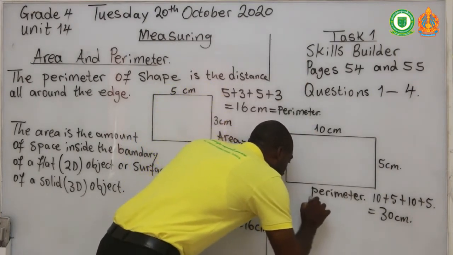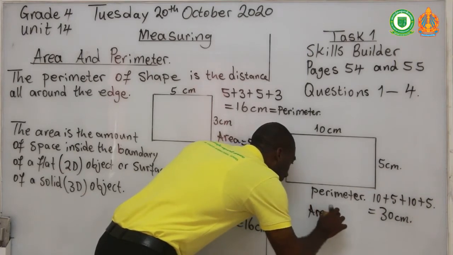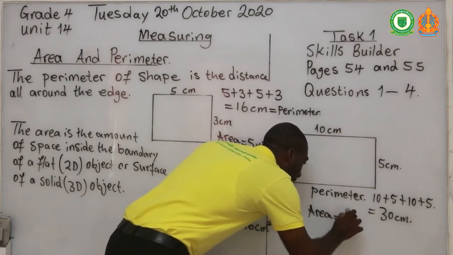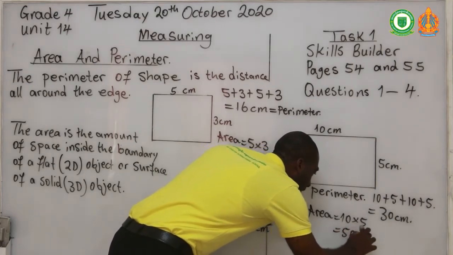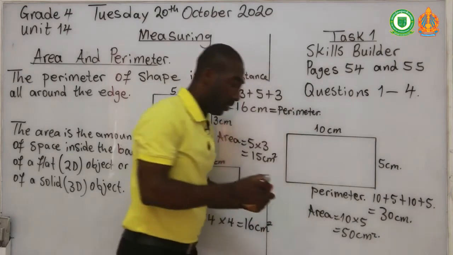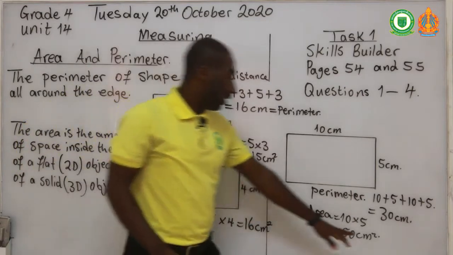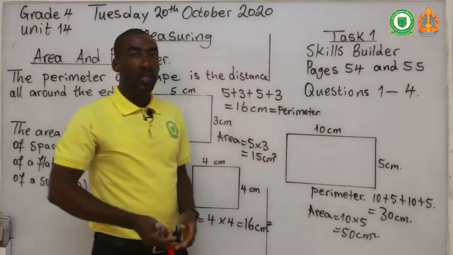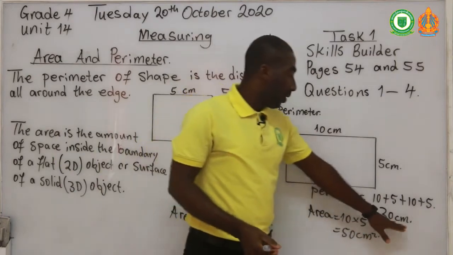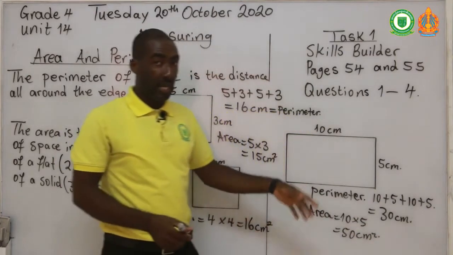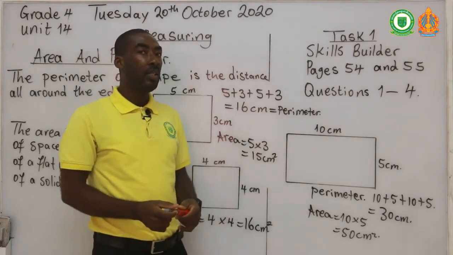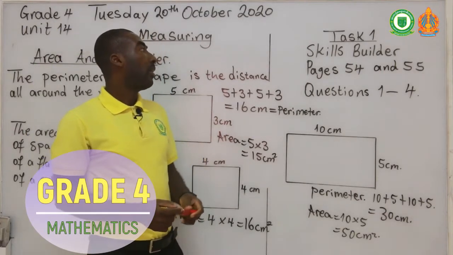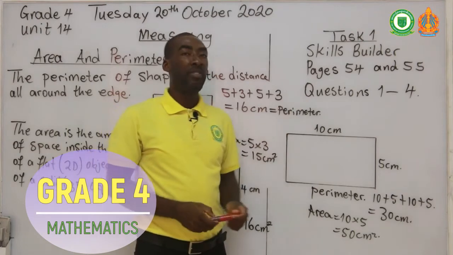Okay. So we say area is equal to 10 times 5, and that will give us 50 centimeters square. Okay, so don't forget your square when you are doing the area, but in the case of the perimeter, you just write whatever units of measurements or length that you have there straight away, and then you are done. Okay, so now we move to our first activity.